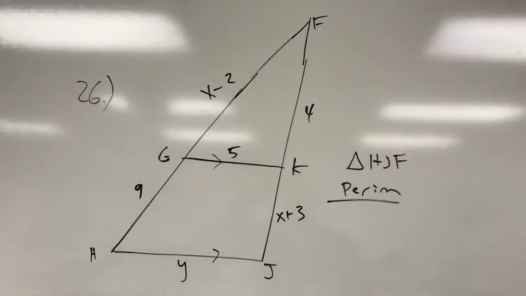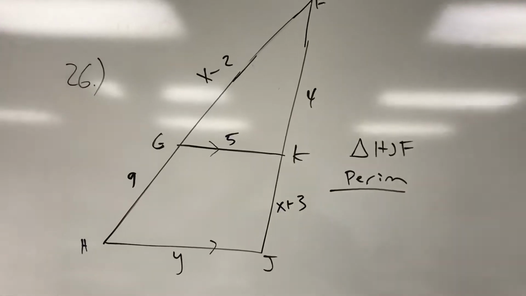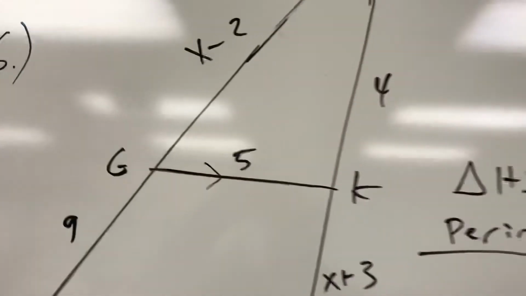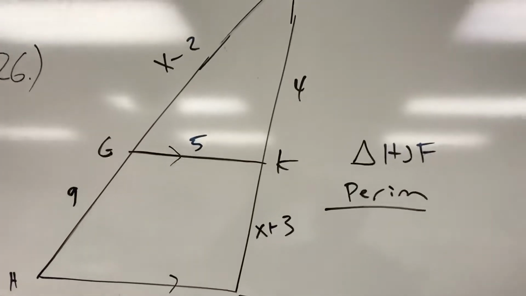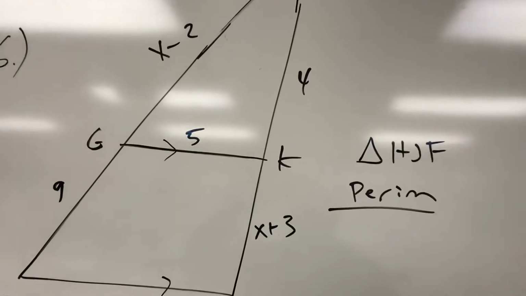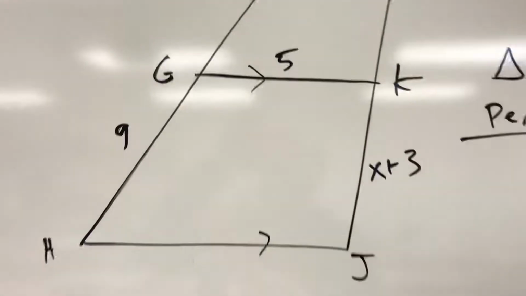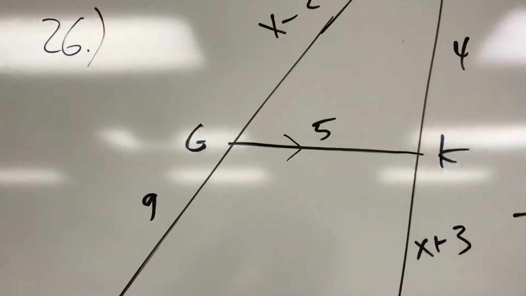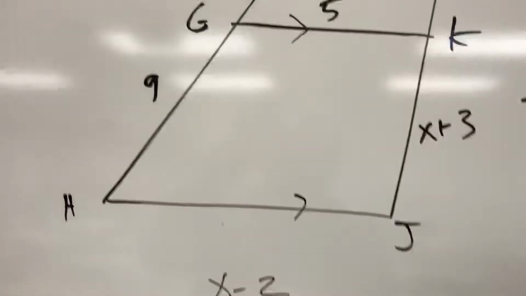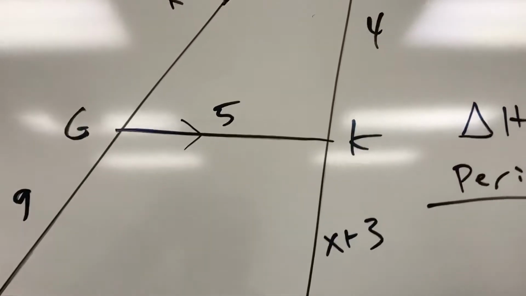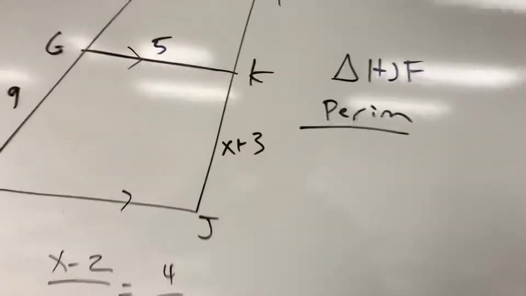And anyway, you've got a side splitter theorem set up here. I would take this y out for the time being. You don't need that. But because of those parallel lines, you know that x minus 2 over 9 is going to be equal to 4 over x plus 3. So I would just go ahead and fill that in. So that's going to be x minus 2 over 9 is equal to 4 over x plus 3.